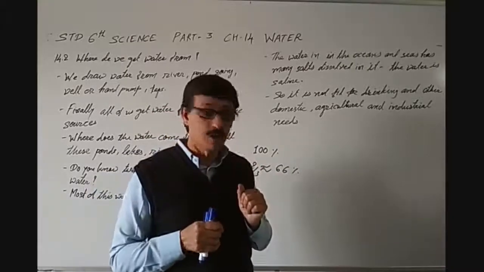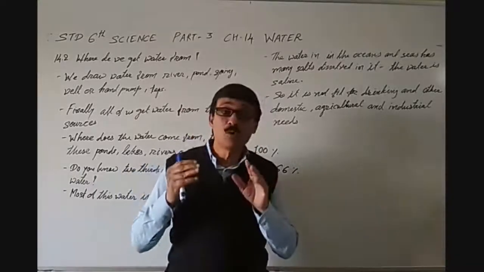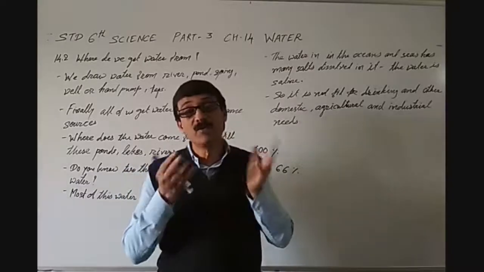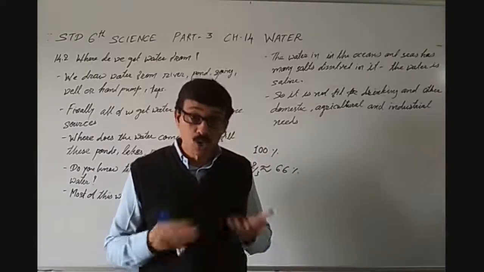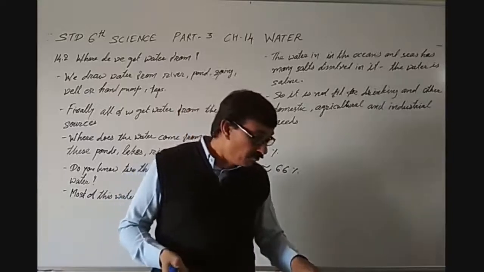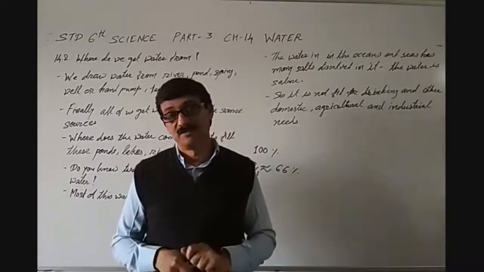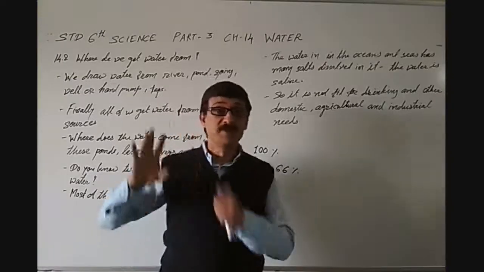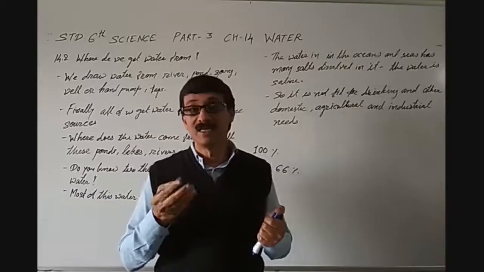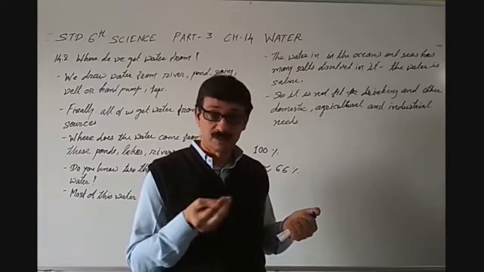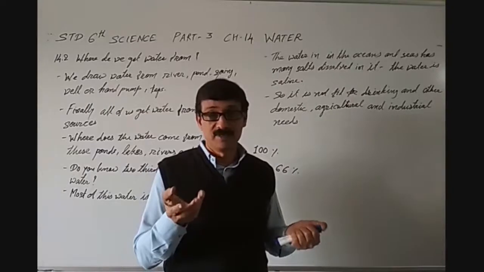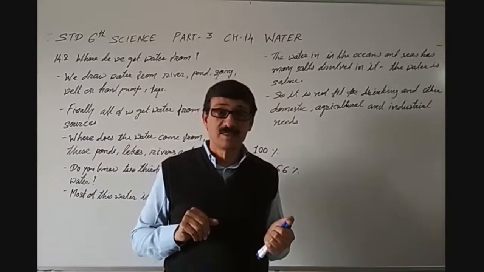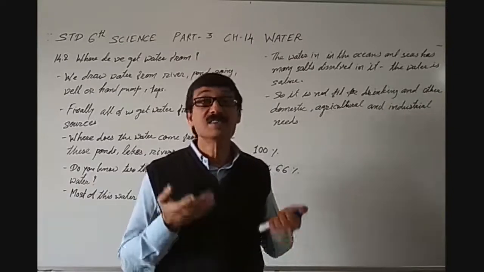But the problem is what? The water in the oceans and seas has many salts dissolved in it. So what? The water is saline. Now you know that in the previous chapters we discussed that the salt we use, we can get from the sea, isn't it? That means the sea water is saline water.